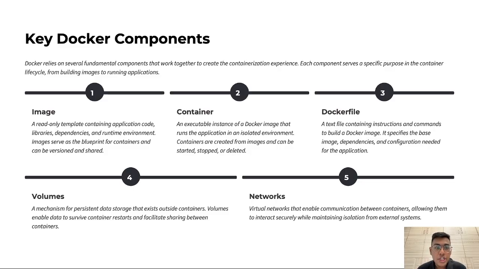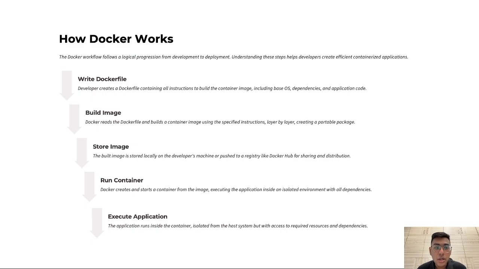Now, a question arises: how does Docker actually work? The working of Docker is simple. First, a developer writes a Dockerfile. Docker builds an image from it. This image can be stored locally or in a registry. After that, Docker runs the image as a container. Finally, the application runs inside the container in an isolated environment.